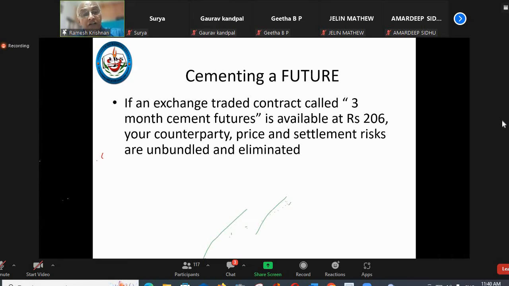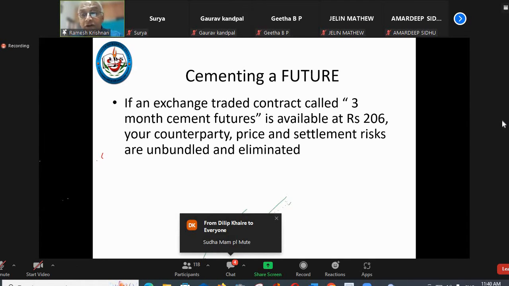Now, the counterparty risk is not there. The price risk is not there. You have already locked it. Once come here. Settlement risk. You can buy, you can protect it.